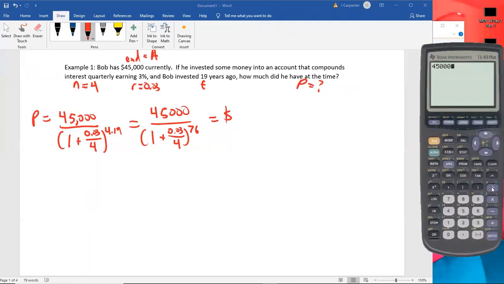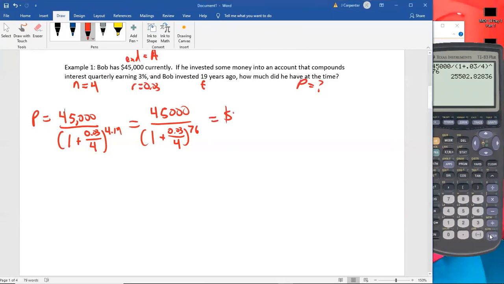So 45,000, divided by 1 plus 0.03 divided by 4. Close it. Then exponent, and the exponent's a 76. Remember I said you have to pre-multiply the exponents. If you put that 4 times 19, depending on your calculator, it's probably going to give you a wrong answer. And we end up with $25,502, and rounded to the nearest cents would be 83 cents.